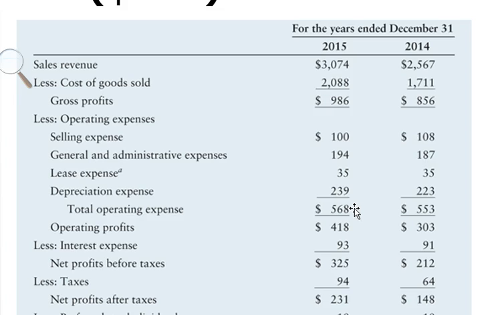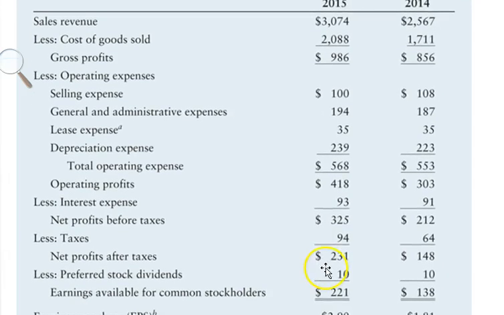Okay. Now once we have our operating profits, we have to take away our interest. Operating profits are also known as EBIT, earnings before interest and tax. So take away our interest expense, and we have our net profits before taxes. Take away our taxes, and then we have our net profits after tax.